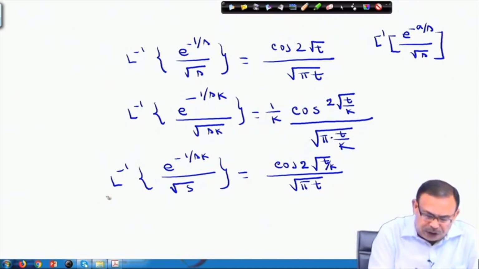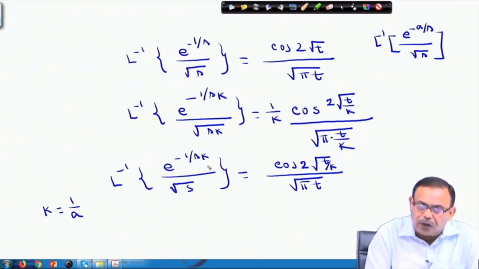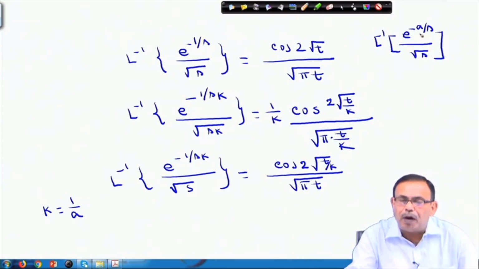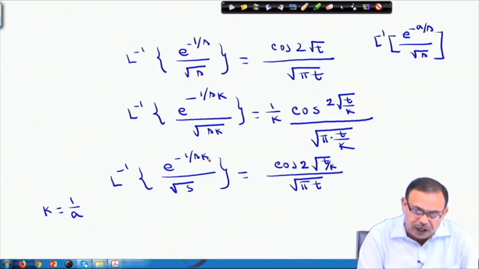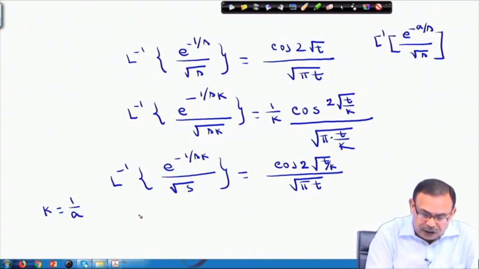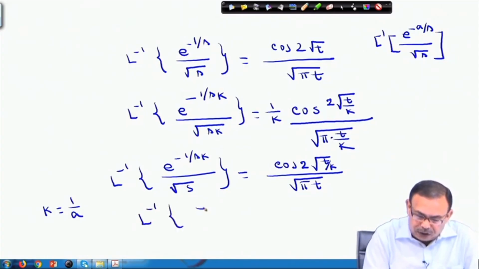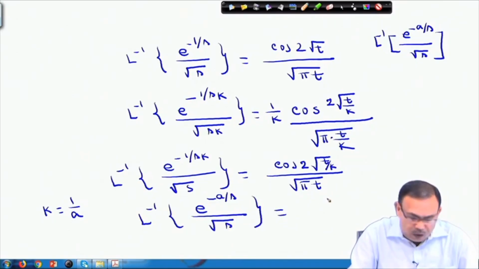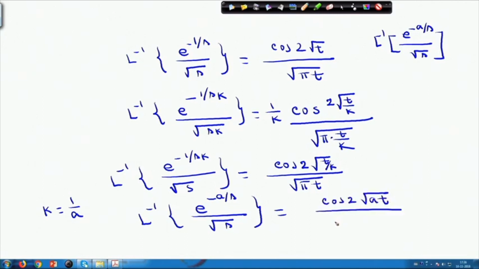Now, if you substitute here k equals 1 by a, because you have to find out the Laplace inverse of e power minus a by s. So, if I take k equals 1 by a, then I will obtain the Laplace inverse of e power minus a by s by root over s is equal to cos of 2 into root over a t by root over pi t. So, I am getting my required result over here.